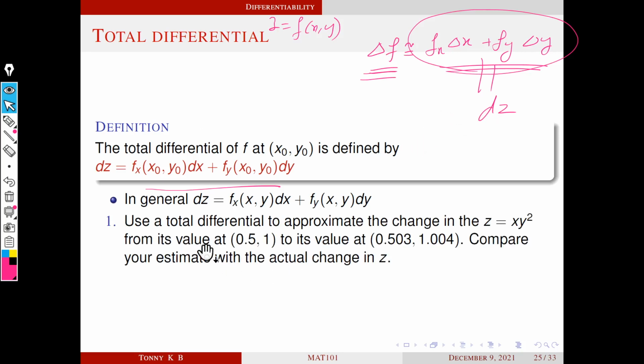Consider this problem. Use a total differential to approximate the change in the function z is equal to f(x, y), which is x y square, from its value at (0.5, 1) to its value at (0.503, 1.004). There is a slight change in this point, right? Compare your estimate with the actual change in z. That means we have to find the original change and the approximation using this total differential, and compare the difference between them. How much difference is there? Okay, let us see.